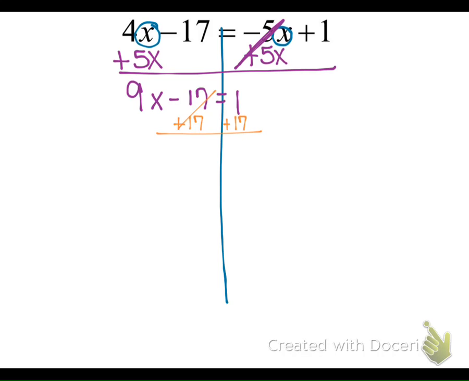What do I bring down on my left side, Morgan? 9x. Equals? 18. And then the last step, John C? Divide by 9, both sides. And then x equals? 2. And box it. Good.